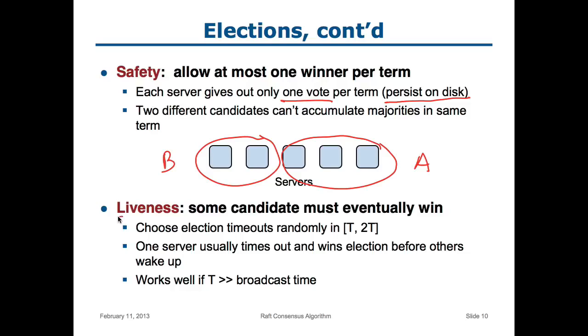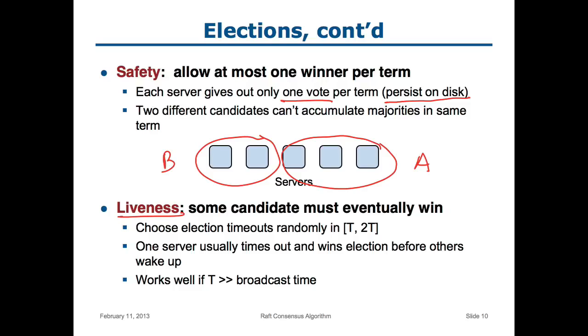Now, the second property is the liveness property. We need to make sure that somebody wins so the system doesn't stay in a state with no leader forever. And the problem is that we could, in principle, have repeated split votes where a bunch of candidates all start elections for the same term at the same time. They split the votes, they all time out again, start a new election in a new term, split the votes again, and so on. And in principle, this could go on indefinitely.